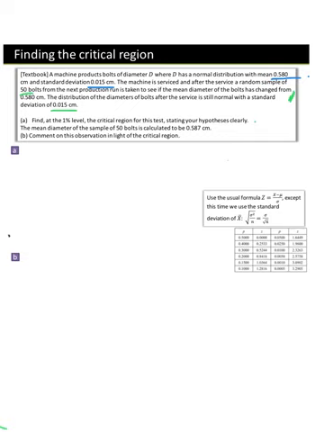And if we're testing at the 1% level, each end of the tail will have a probability of 0.005. So we've been asked to find whether the population mean differs from 0.58. So we have a two-tailed test. So we're going to have a null hypothesis.